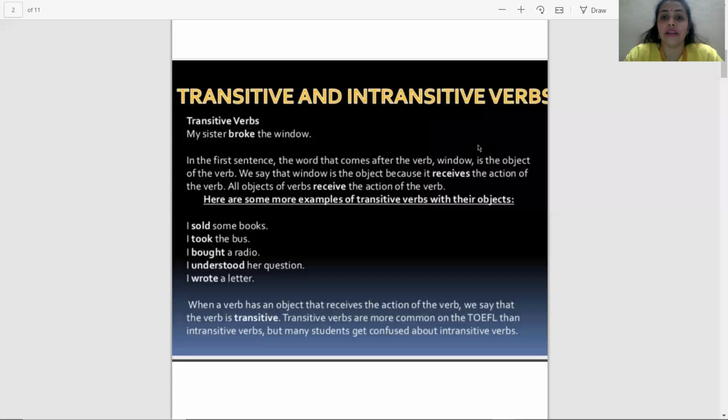I wrote a letter. I wrote what? A letter. Wrote has an object. My writing action has been received. Some result has come out of that writing action. So a letter will become an object to the verb wrote, which is transitive. When a verb has an object that receives the action of the verb, we say that the verb is transitive. Transitive verbs are more commonly used than the intransitive verb. But many students get confused about intransitive verbs. You can find out whether the verb has the object or not by asking a question: who, what, whose, whom. Clear? Let's see the next slide.